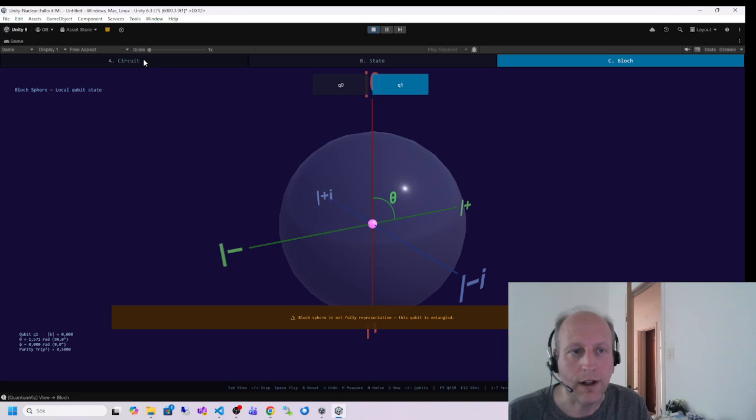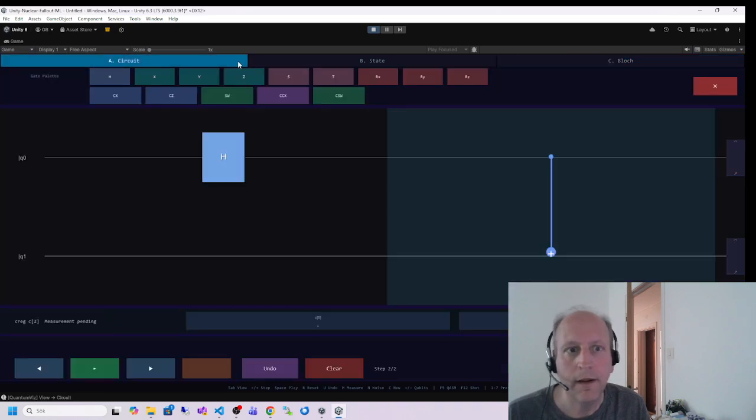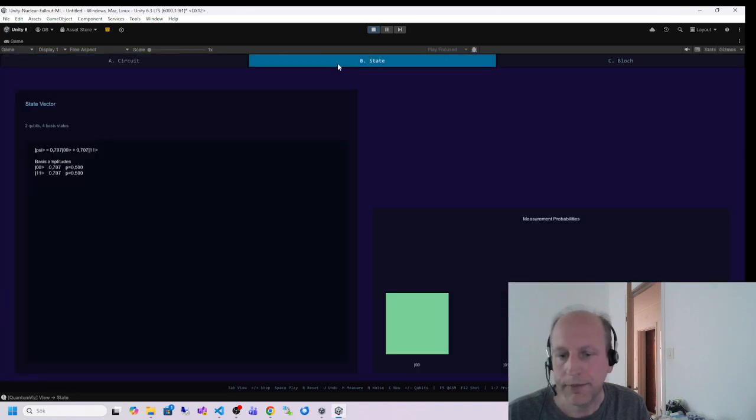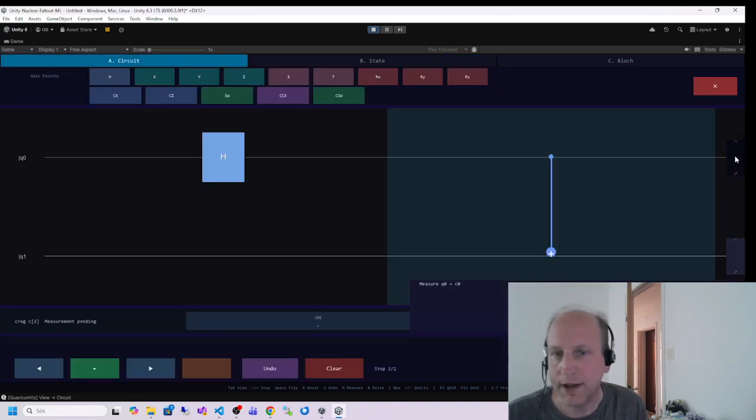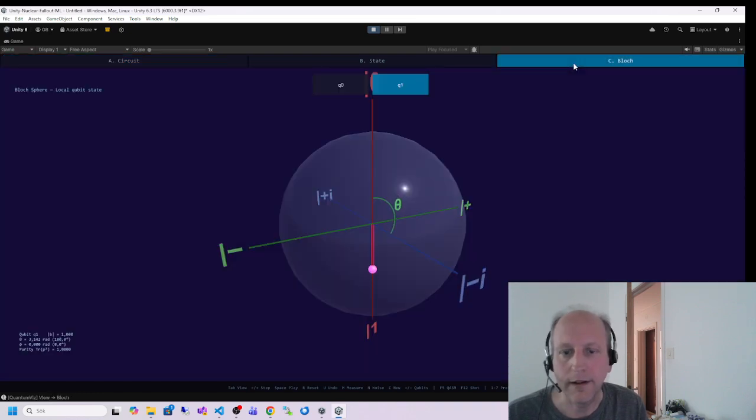So let's go to the circuit. And yes, it can only be 00 and 11. So let's make a measurement on the first qubit. It is 1. So when I make the measurement on the other, it must be 1, as you see. And now both, because we made the measurement, are pointing at 1.